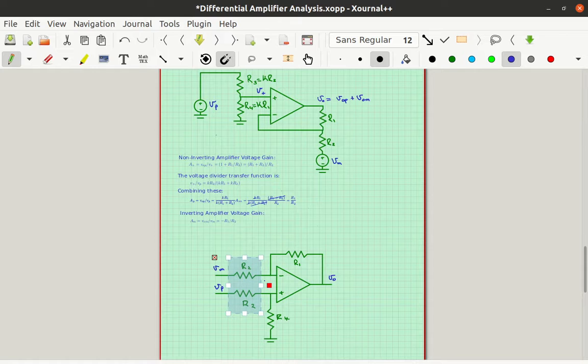So that's essentially how you can make a differential amplifier using the non-inverting amplifier and the inverting amplifier and adding a voltage divider.